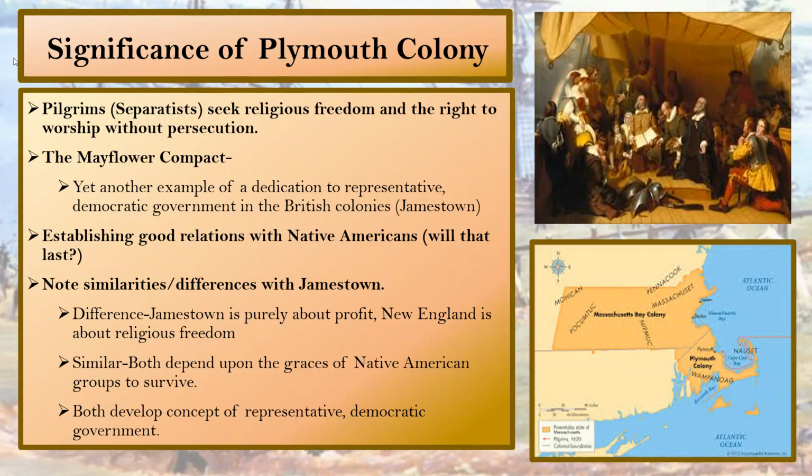Note the similarities and differences with Jamestown. Difference: Jamestown was purely about profit. They were looking to make some moolah, some money. New England's about religious freedom. So those are two very different reasons to establish colonies. I think we'd all agree with that. Similar, both depend upon the graces of Native American groups to survive. Granted, different groups, but still, they both depend upon Native Americans.